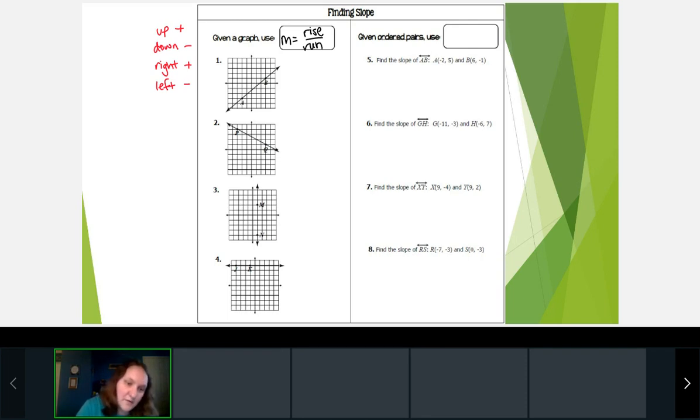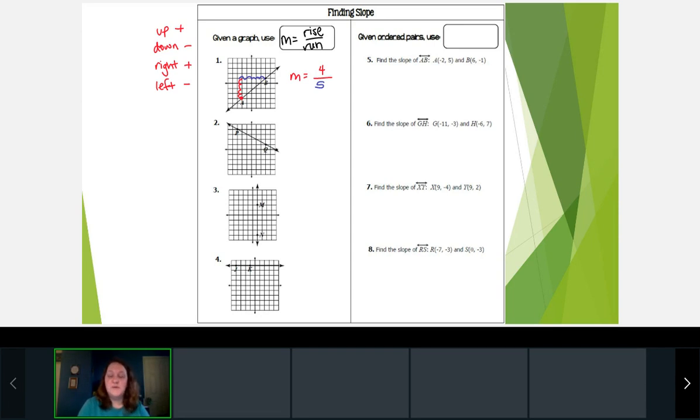I usually start from the point on the bottom, but you don't have to. You could start from B. I like to start from the lowermost point. And to find the rise, I'm counting the blocks. 1, 2, 3, 4. So I rose 4, I went up 4. So that's a positive 4. Now, how many do I run? Well, I'm going to go to the right. 1, 2, 3, 4, 5. And since I went right, that's positive. So my slope is 4/5.